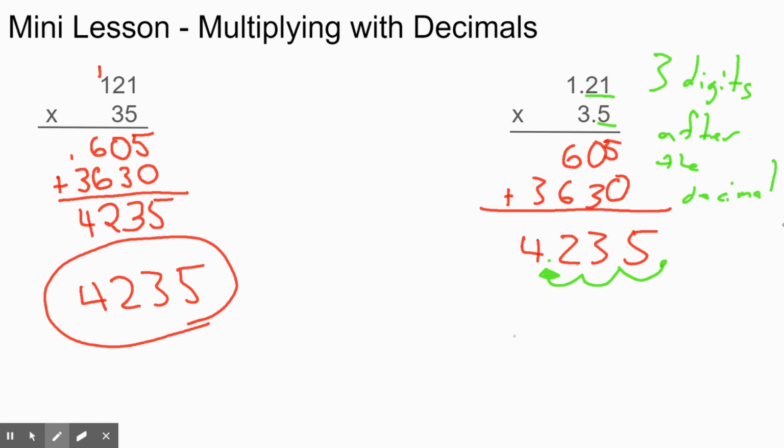And if we rewrite our solution, we're going to end up with 4.235. And that's all there is. The algorithm for this is you multiply the same way as you normally would, count how many digits you have after the decimal, and then move your decimal to the left that many times. If you're wondering why this works, it has to do with multiplying and dividing things by 10. We can get into that later, but for right now, this is what you need to know.